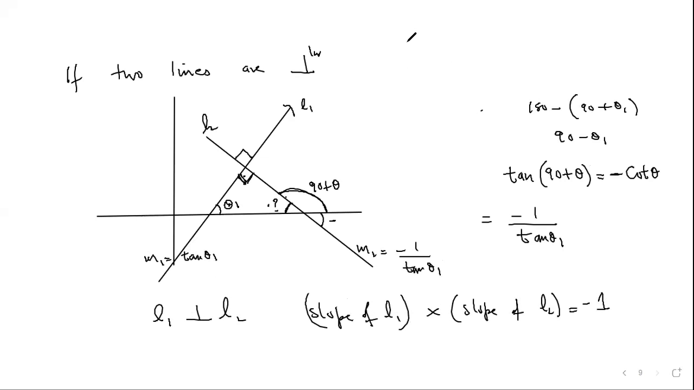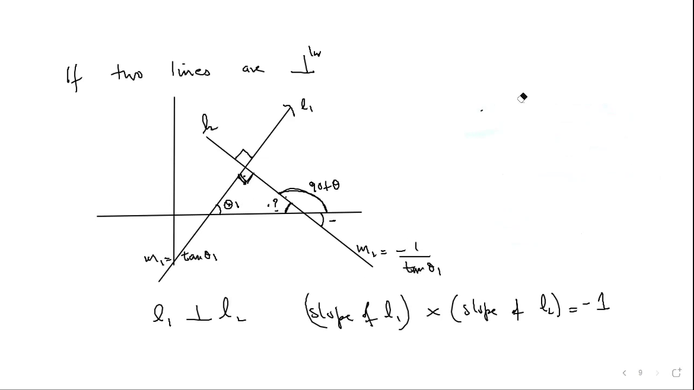What does that mean? Please write down this. If L1, write like this. Later on you'll understand this: -1 upon tan theta 1. It is okay if you don't note too much. Only what I require today is, if two lines are perpendicular, the product of the slopes should be -1.